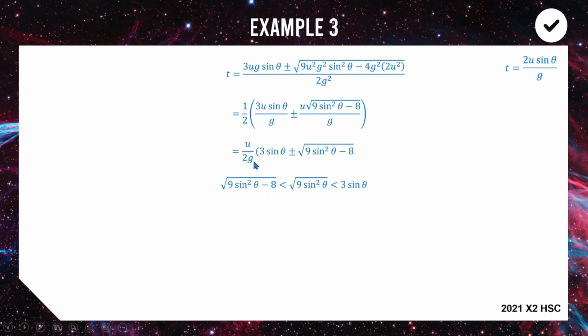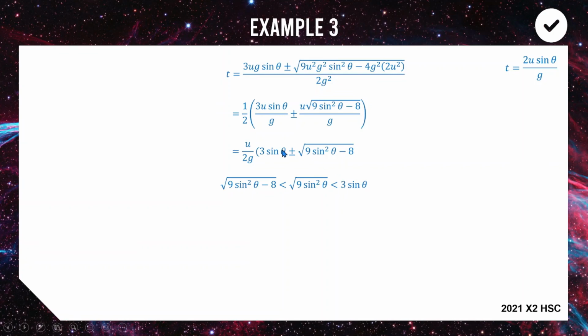Okay, so now we're going to try and prove an argument to show that this can be shown to be less than this. The way we're going to do that is by looking at what's inside the square root. We're going to say that 9 sine squared minus 8 is less than 9 sine squared, which is true, because we're taking away 8 from it, so we're taking the square root of a smaller number. So this will be less than this, which is less than 3 sine theta.